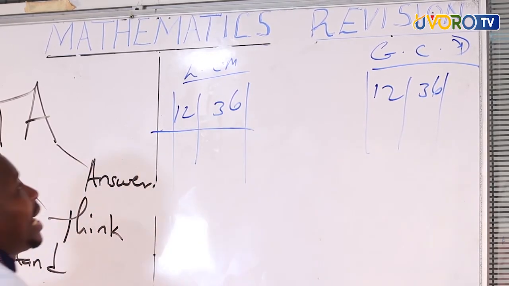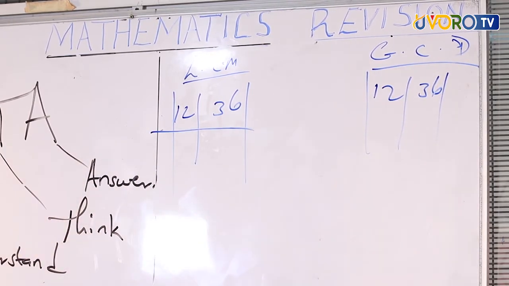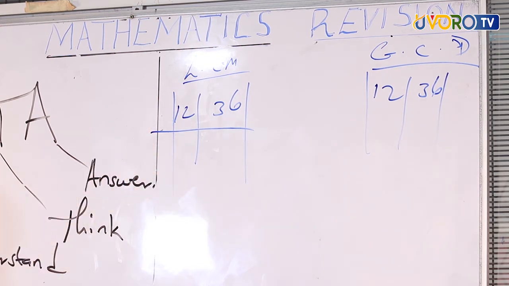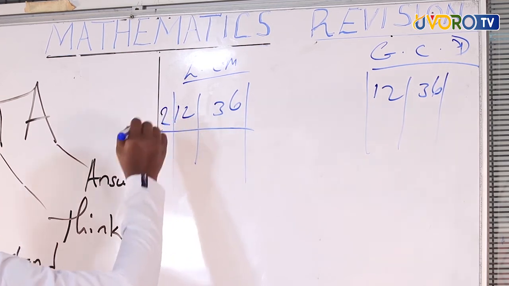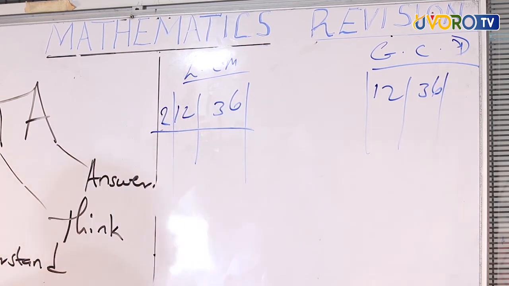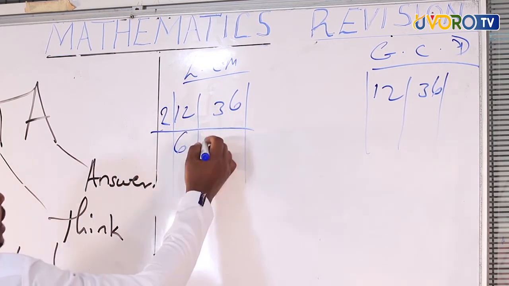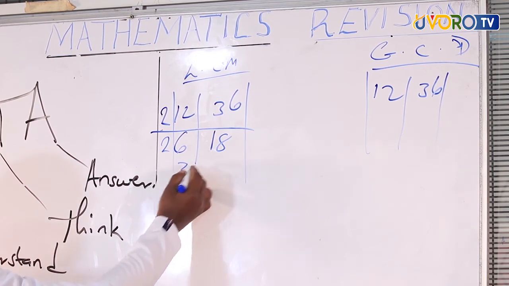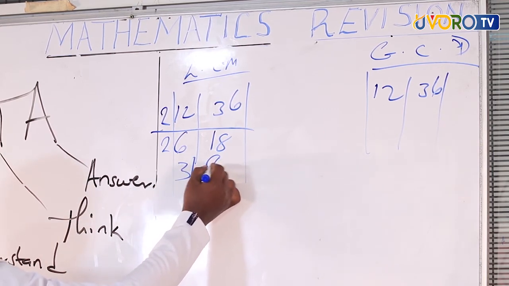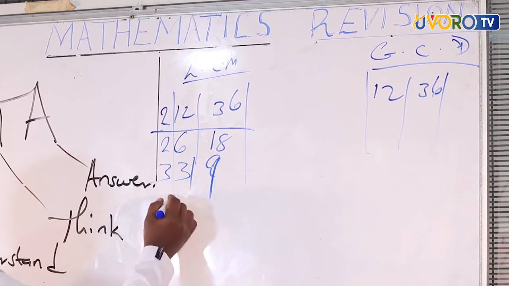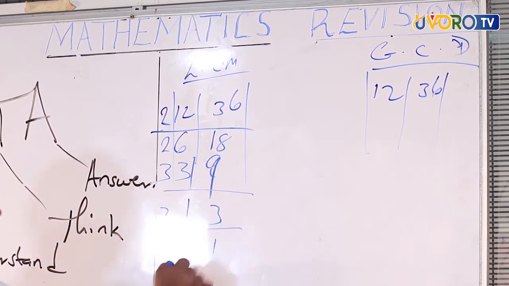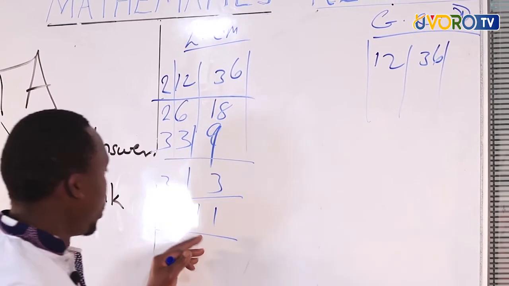Pupils, come on, class 5 work. Now, what are we supposed to put here for LCM? We put 2, for example. 2 divided by what equals 12? 6. 2 divided by what equals 36? 18. We also put 2. 3. 9. We put 3 now. 3, 3, 1, 1. That is the LCM. We should be left with 1.